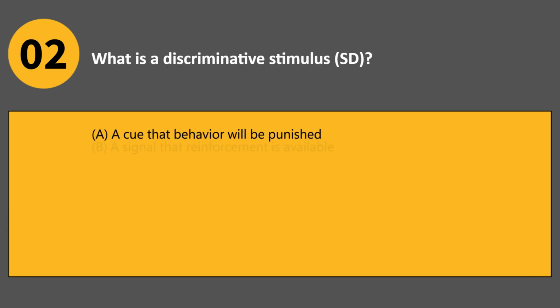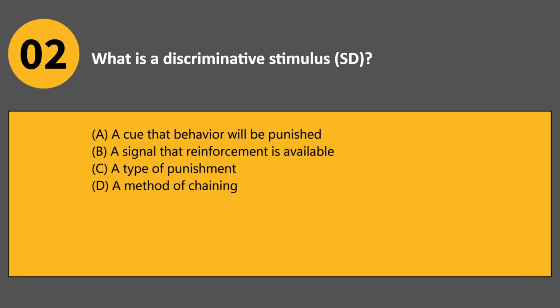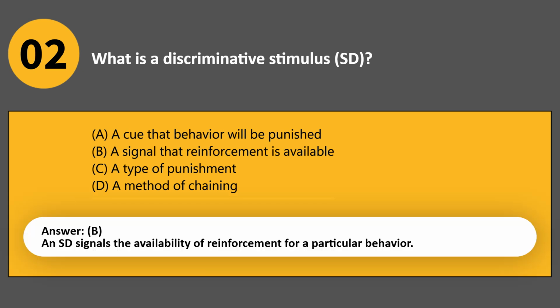What is a discriminative stimulus, SD? A. A cue that behavior will be punished. B. A signal that reinforcement is available. C. A type of punishment. D. A method of chaining. Answer: B. An SD signals the availability of reinforcement for a particular behavior.